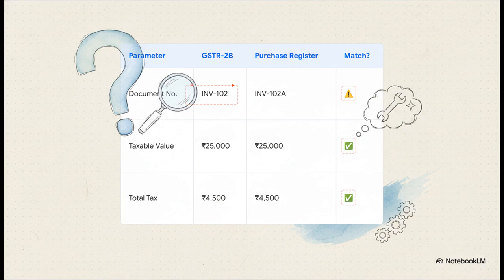This is a classic example that happens all the time. The GSTR-2B says the invoice number is INV-102, but maybe in your records, you accidentally typed INV-102A. Since the taxable value and the tax match up perfectly, the tool is smart enough to flag this as a likely typo that you can probably fix in just a few seconds.